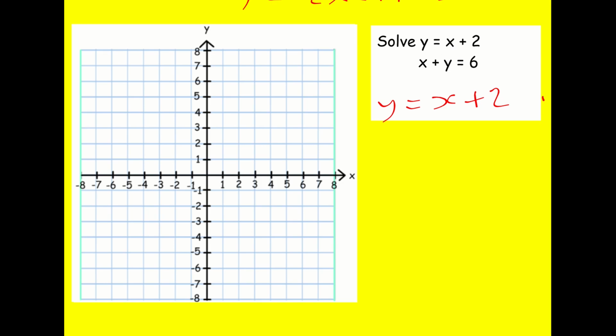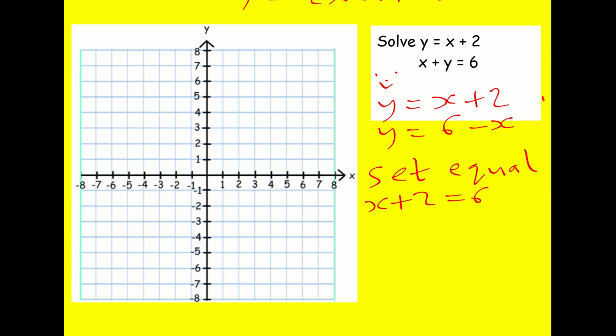So I'm going to minus x from both sides. It's going to become y equals 6 minus x. I've now got it in a much nicer form. And now I can set them equal, set the y values equal. So I'm going to get x plus 2 equals 6 minus x. I've got a minus x here, so I'm going to add x to both sides. 2x plus 2 equals 6. I'm going to minus 2 from both sides. 2x equals 4 and x equals 2.